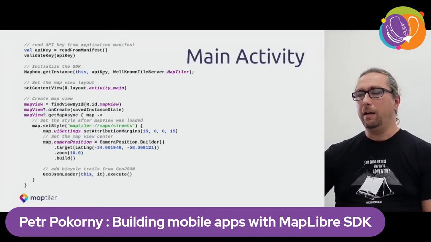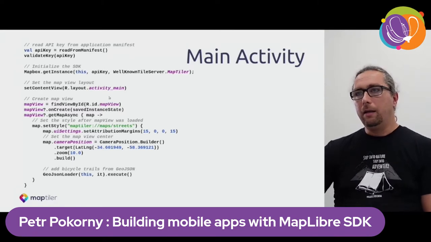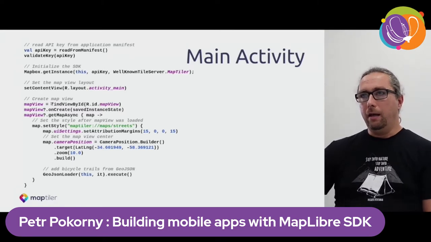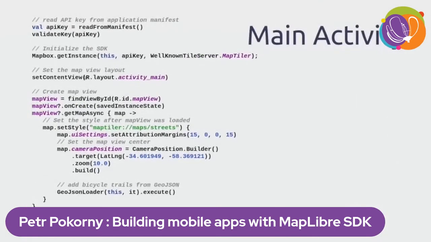Then we will initialize the SDK. Here we are passing in the API key, and we are telling the SDK that we want to use MapTiler. And then on the next line, on Android, they call it inflate the layout of the activity. It will basically parse the XML document, and it will put the controls from the layout to the activity, to the screen.